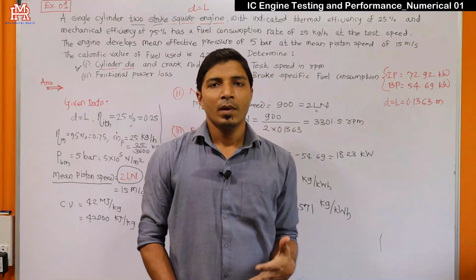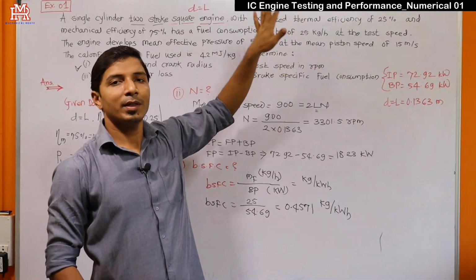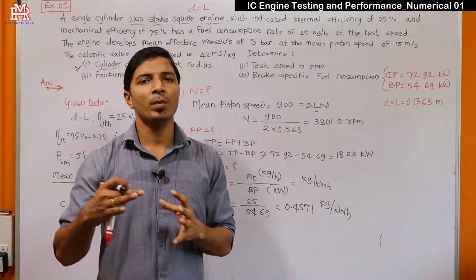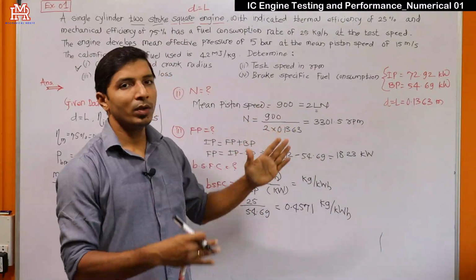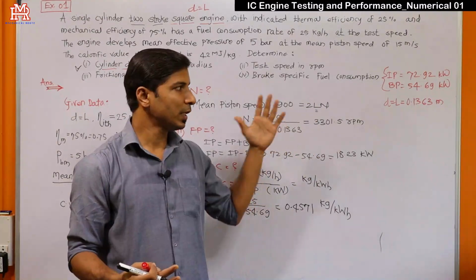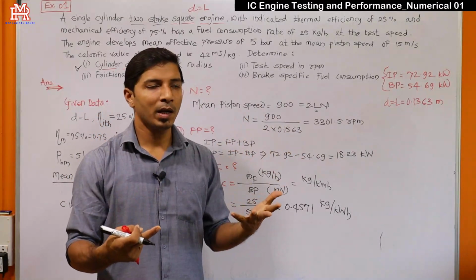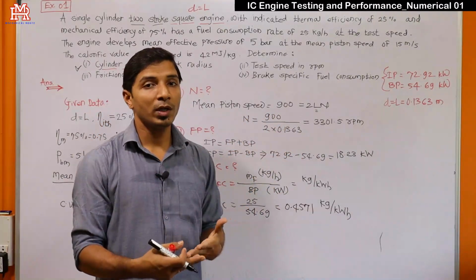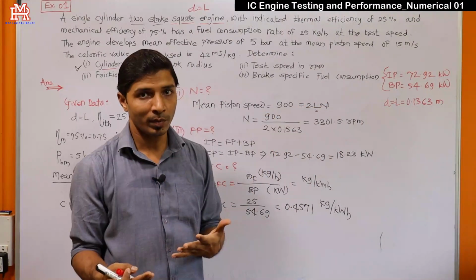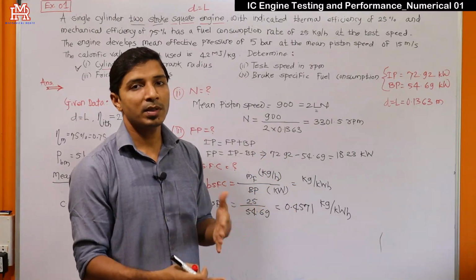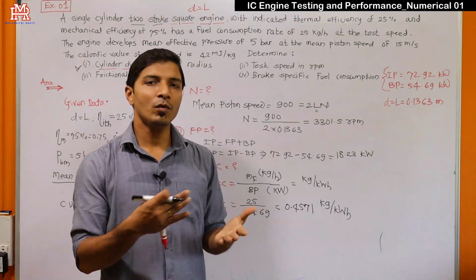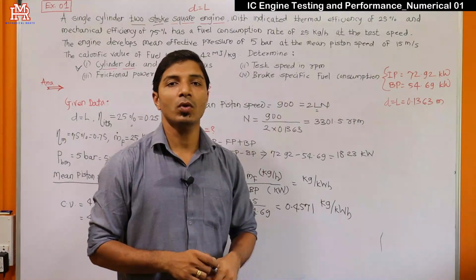So in this way, by reading the numerical carefully, and by thinking about which formulas to use, these are standard formulas only. If I have to find out the indicated power, I may have to use 2 to 3 formulas. You have to remember which formula to use according to which parameters have been given. If I have to find out brake power, then there might be 2 to 3 different formulas. To find out indicated thermal efficiency, brake thermal efficiency, volumetric efficiency, and mechanical efficiency, we will be having 1 or 2 formulas only. So accordingly you have to solve these types of numericals.